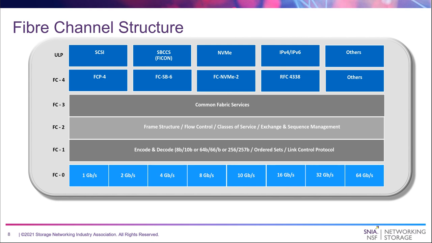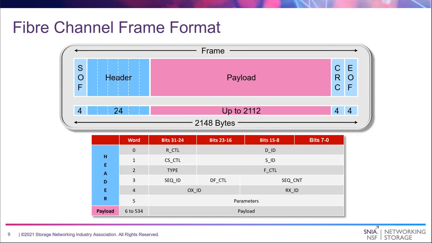At the FC4 layer, we deal with the actual protocols that we're running. So FCP, or Fibre Channel Protocol, which is serial SCSI-3 on Fibre Channel. The single byte command code set runs on top of FC-SB-6, so that's the mainframe or FICON environments. And now, fairly recently, within the last couple of years, FC-NVMe, so the NVMe protocol running over Fibre Channel. RFC 4338 is where IP runs. Surprisingly enough, many of you may not have realized that IP actually runs on Fibre Channel as well. That's something that we see in use in the aero industry, in particular with some of the military. So basically, think of it as a network protocol that supports multiple upper layer protocols, very similar to what you would expect.